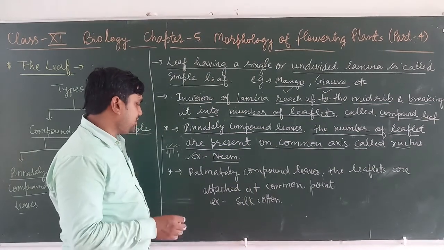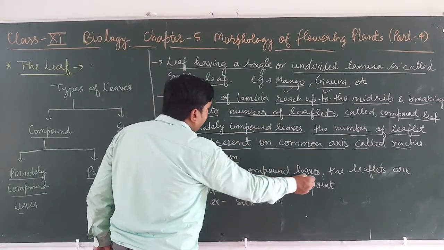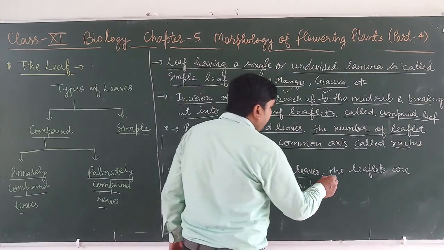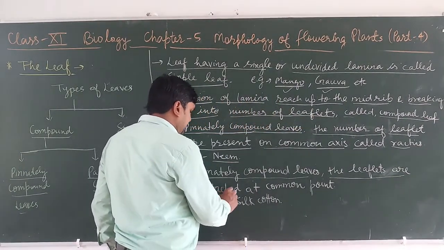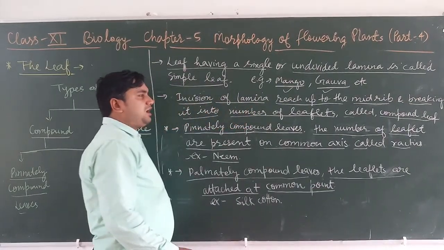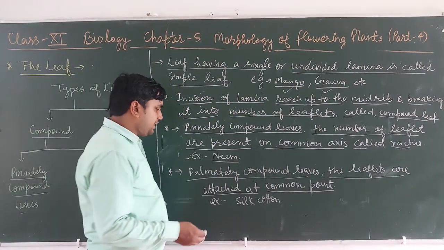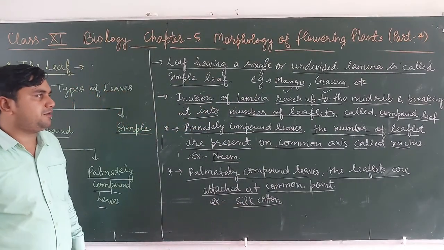That is called rachis. And palmately compound leaves are where the leaflets are attached at a common point. The leaflets are attached at common point. For example, silk cotton.